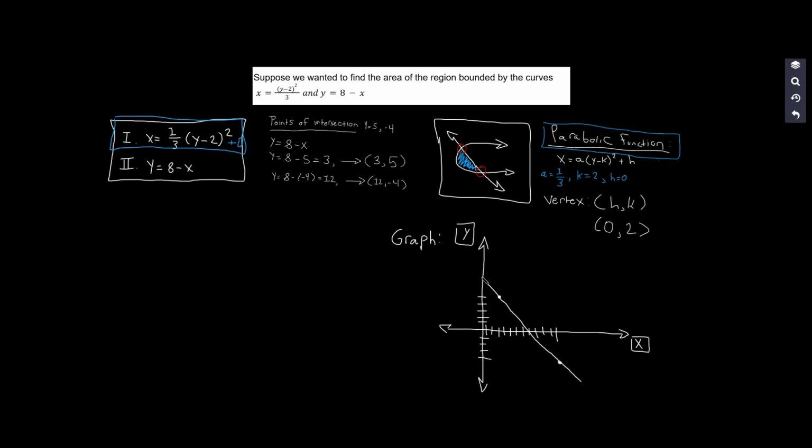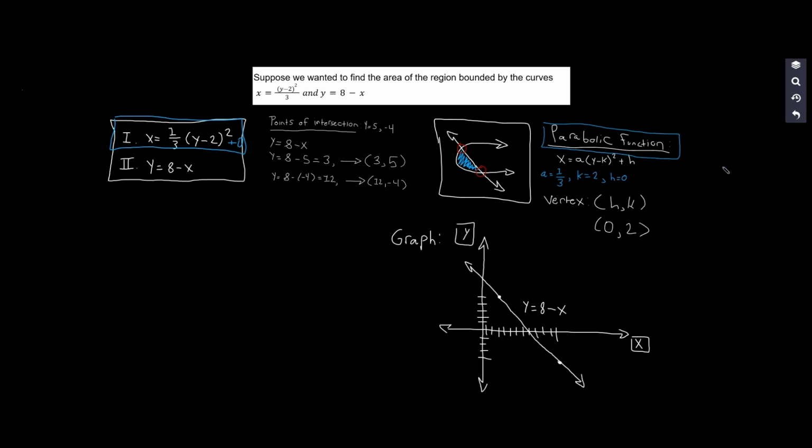Go ahead and do me a favor and just pretend that this is a straight line. We can even label it. This is y equals 8 minus x. This graph is not drawn to scale, by the way. Let's look at the parabolic function.